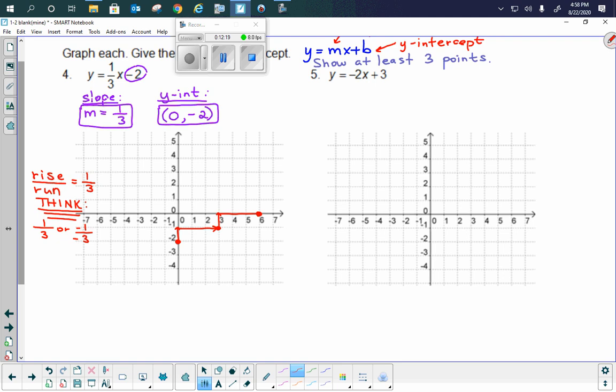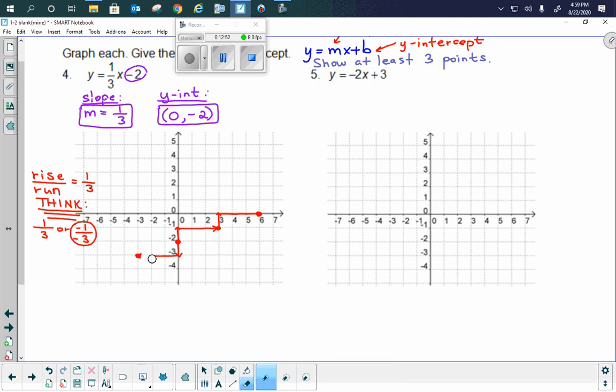Likewise, this is the reason that I did this for you, the -1 over -3. If I came back to my y-intercept and I went, for the rise, I went down 1, and the negative meaning left 3, that would be my other point. Okay, so notice all of those points lie on the same line. Now this is the part where we said show at least 3 points. I've got 4 drawn for this one.